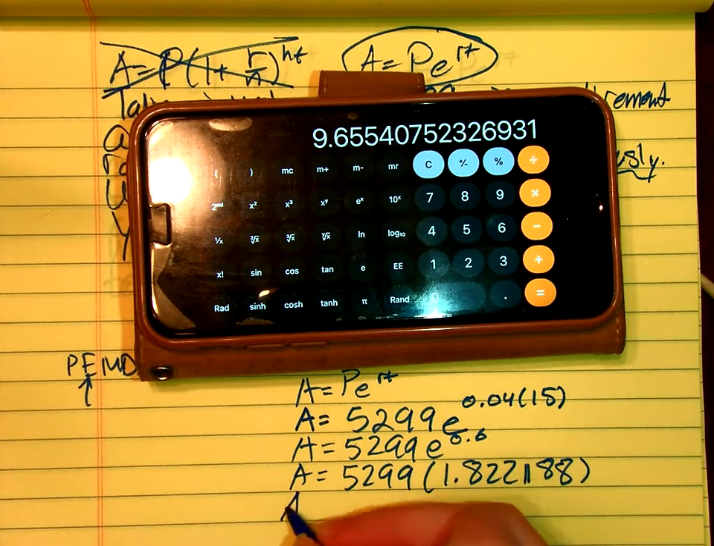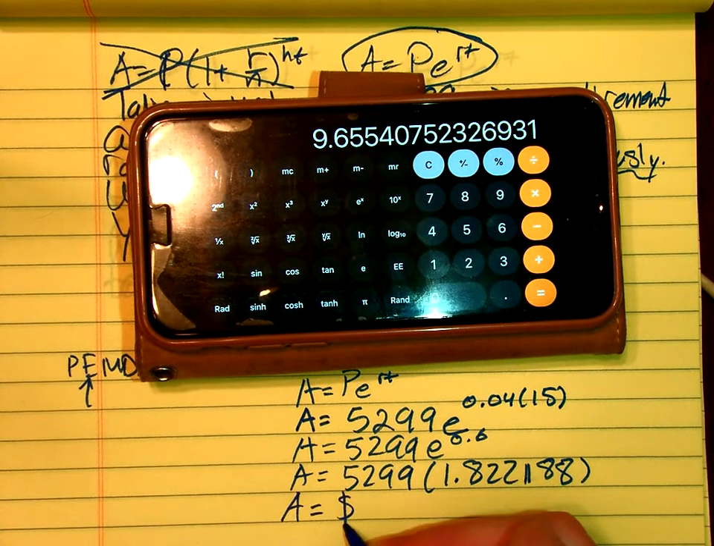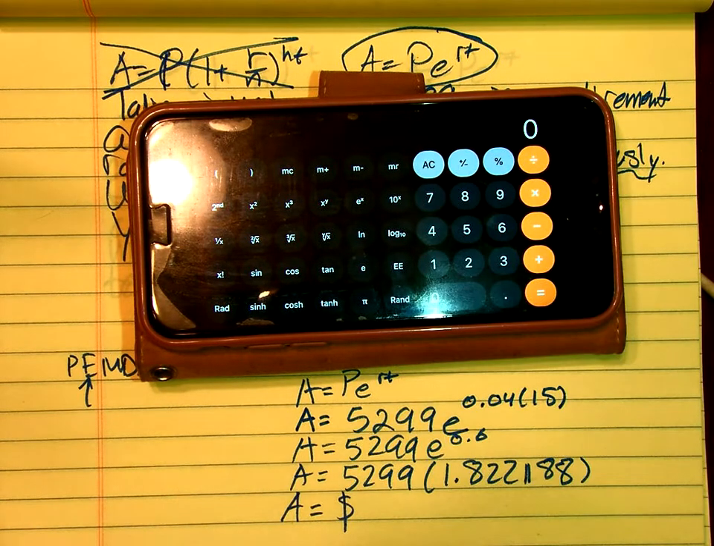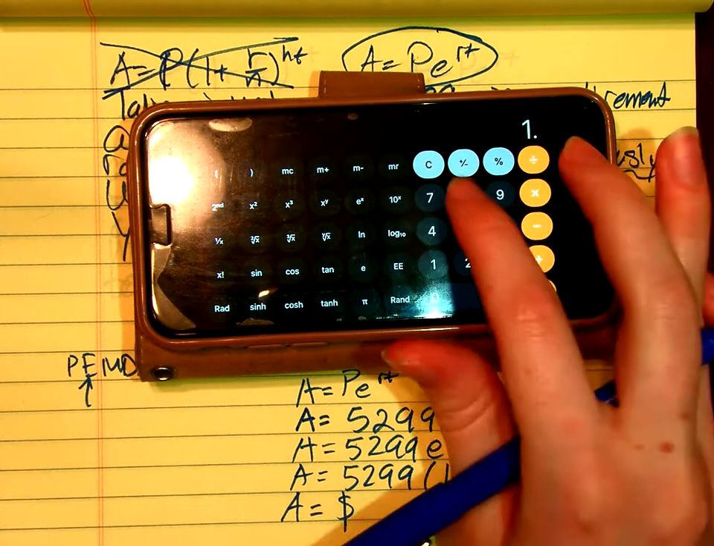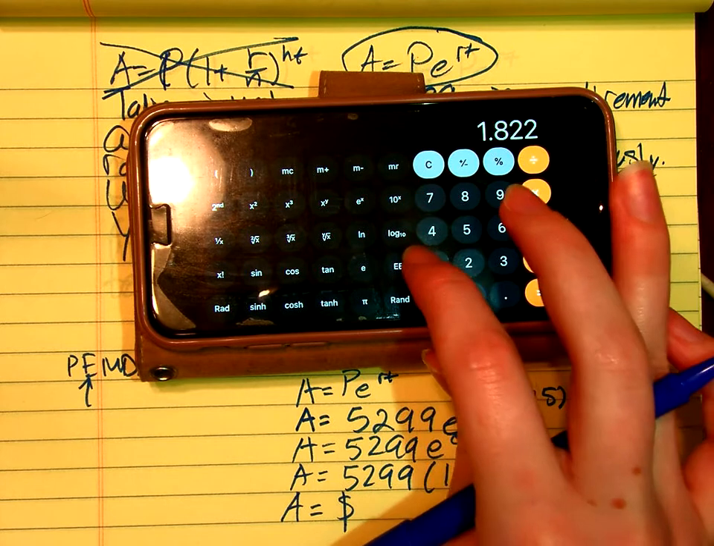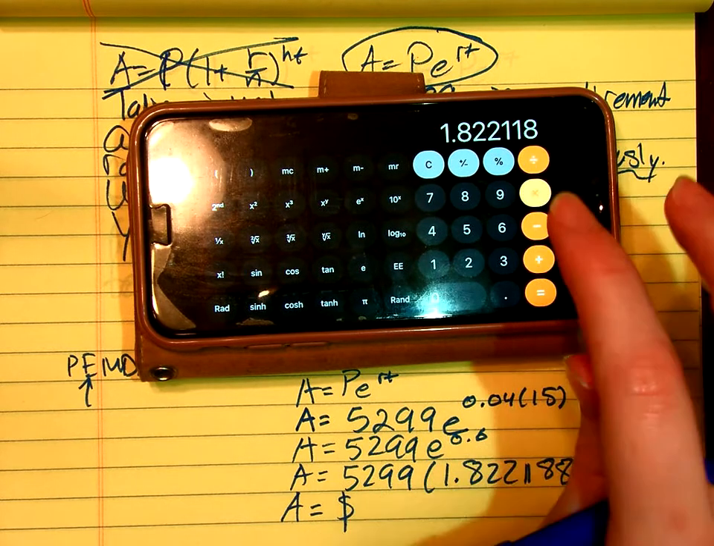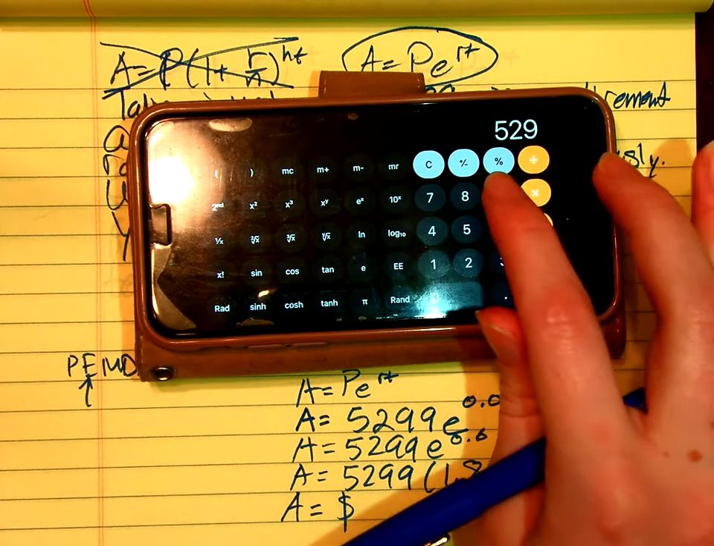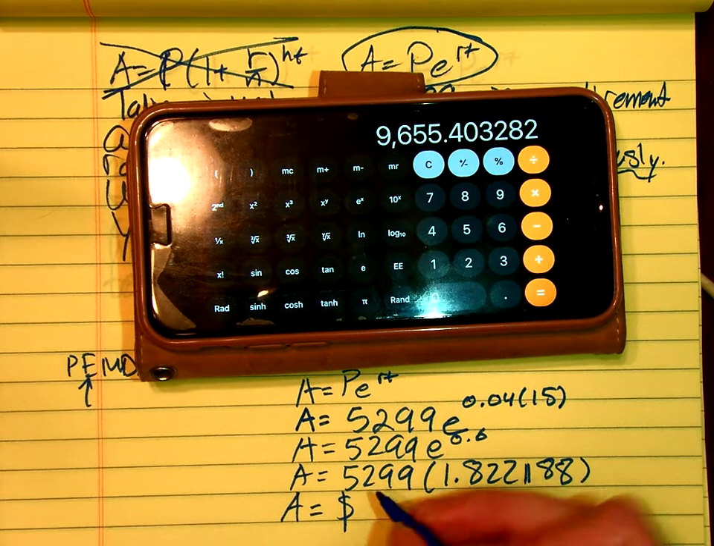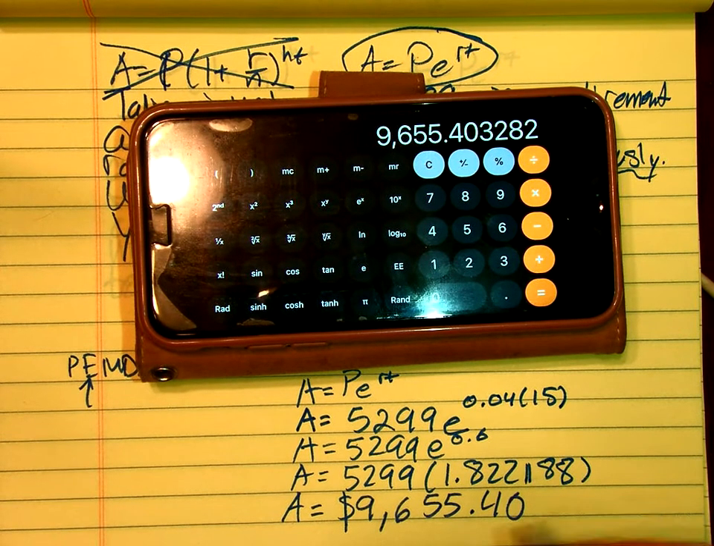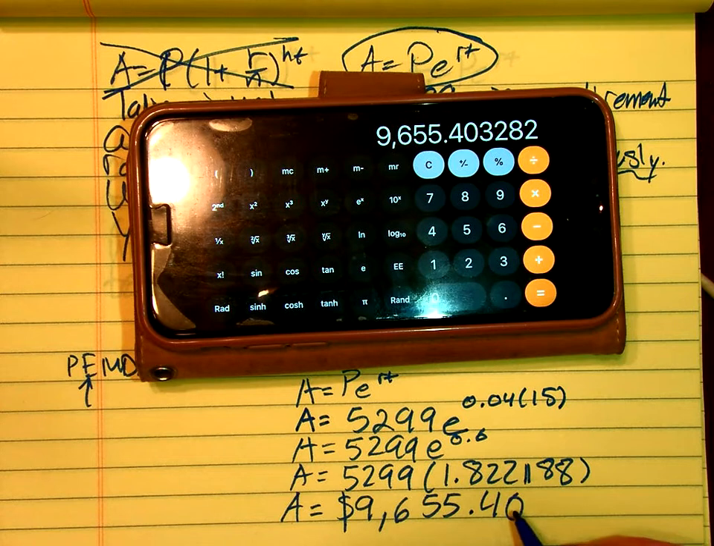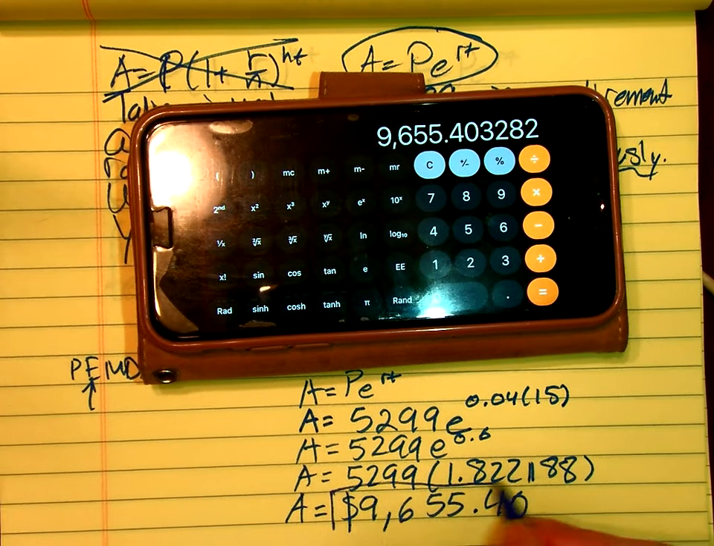And I get that my ending amount is, oh, I messed up multiplying that by my starting amount. I know that because it should be in thousands. So 1.822118 times 5,299. I think I put a decimal in there. Yep, there we go. That's 9,655.40. And since money doesn't go past 2 decimal places, you can just stop there.